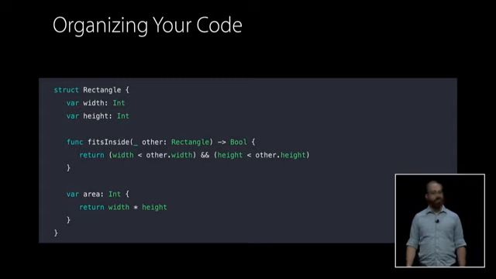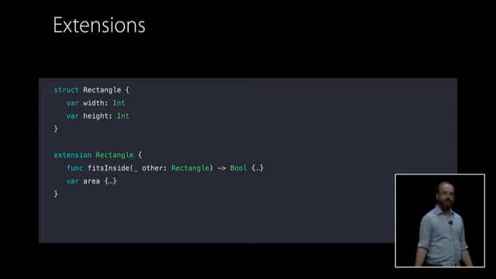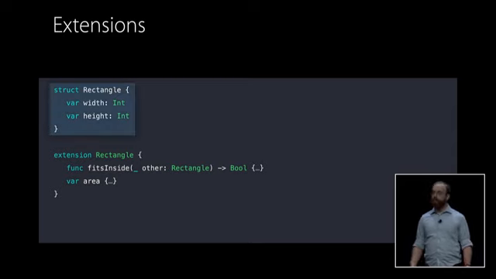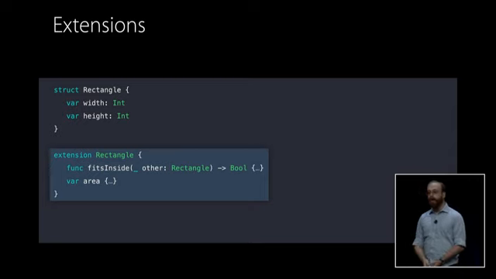There's enough code in this rectangle structure that it could benefit from some organization. And one way to do that in Swift is using extensions. An extension lets you add functionality to an existing type. In Swift, you can use extensions to divide up your code. Core functionality can go in the structure's declaration, and additional functionality can go in one or more extensions. You're not limited to extending your own types. If you need to, you can extend types from other places, such as Foundation or the standard library.